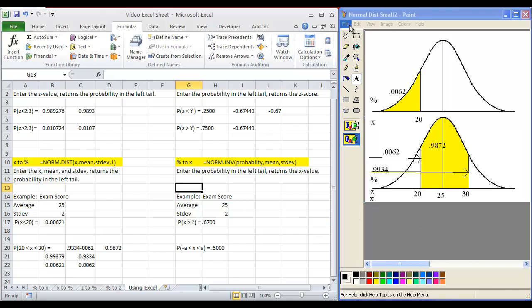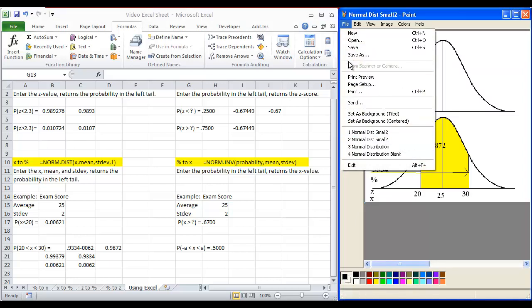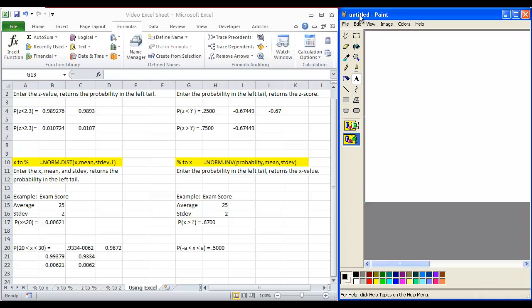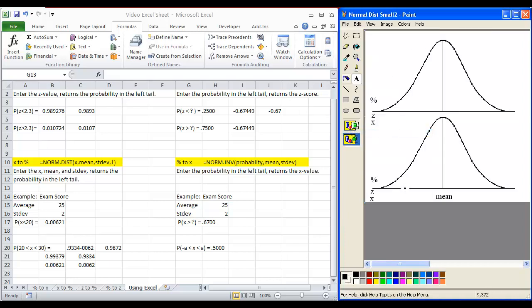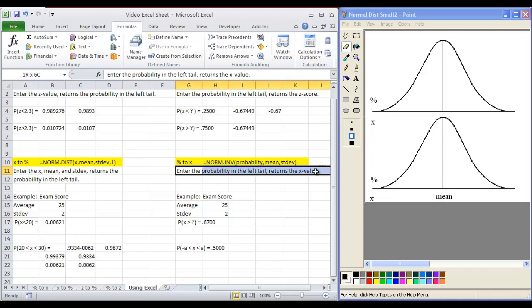So last and final example. We're going to go ahead and once again clear this one. So new. And we're going to look at this version of it here. So if we want to go from percentage down to x, we're going to go percentage down to x. So we're going to enter the probability in the left tail, and it's going to return the x value associated with it.